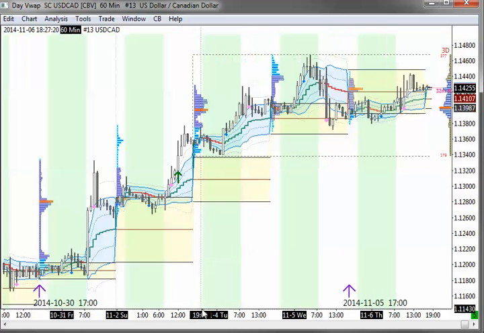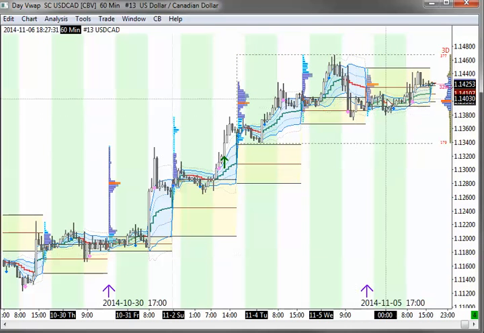And if I zoom out, I could see that the value area here has shifted to the upside: 1, 2, 3, 4, 5 consecutive days. So for 5 consecutive days, the value area, the area where the most amount of trade has taken place, has shifted to the upside. That indicates to me that the bias is to the long side.